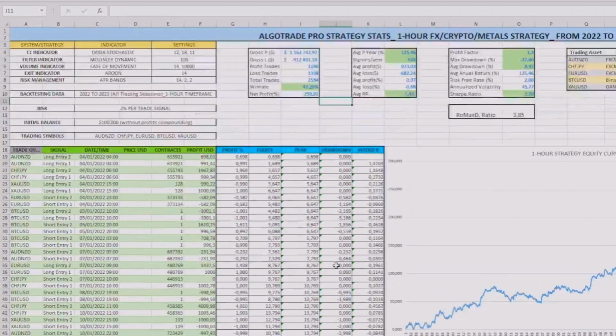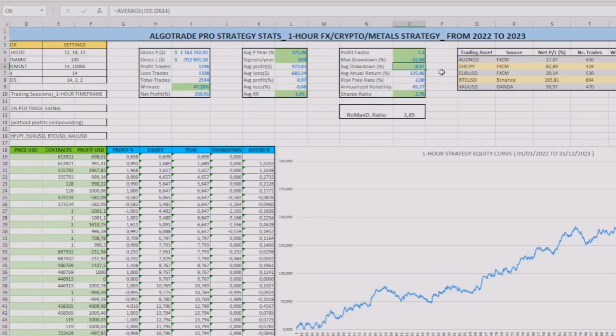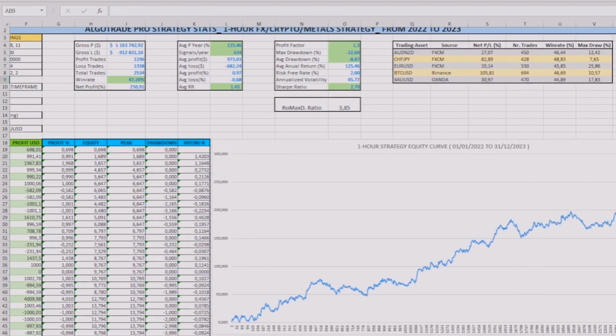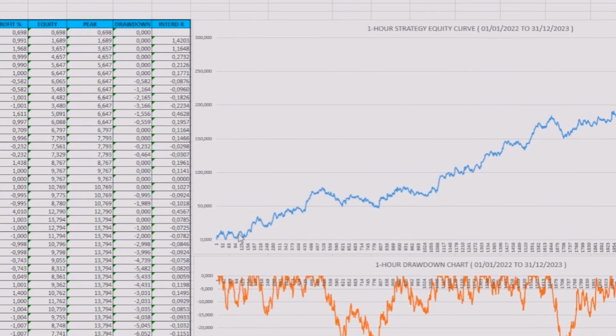It had an average profit factor of 1.3, an average drawdown of 8.47%, and a max drawdown of 32.6%, then a Sharpe ratio of 2.7 and an effective return over max drawdown ratio of 3.85. In these 2 years, 2022 and 2023, and when using these 5 assets, the strategy gave an average annual profit of 125%, and the combined equity curve looks like this, being quite efficient and consistent.